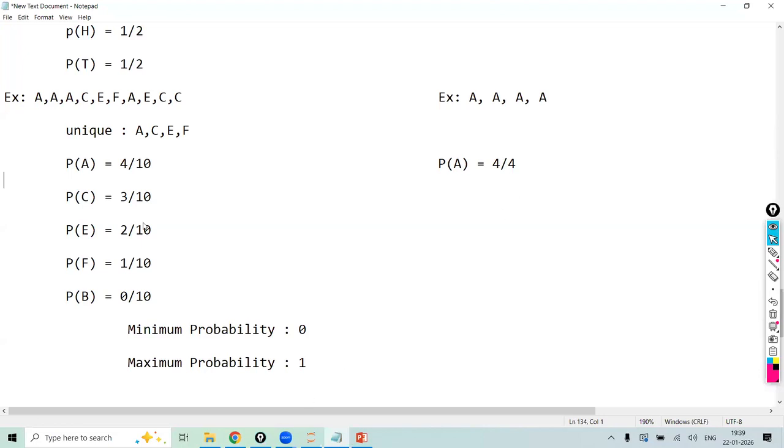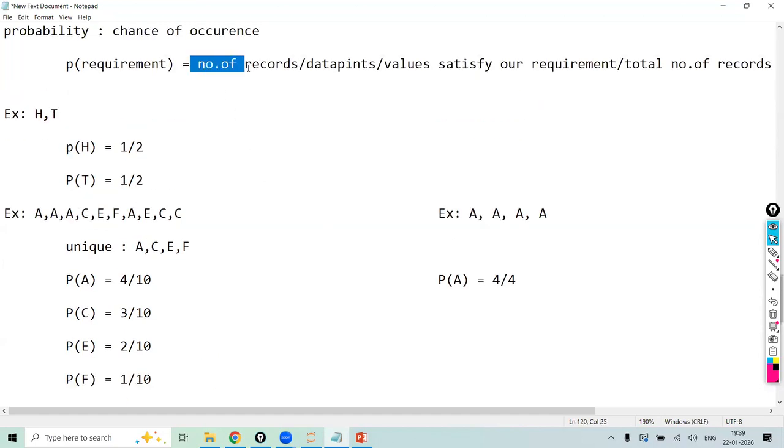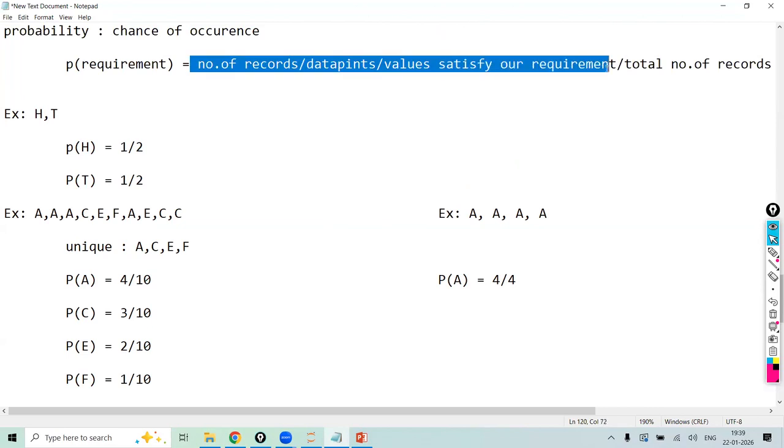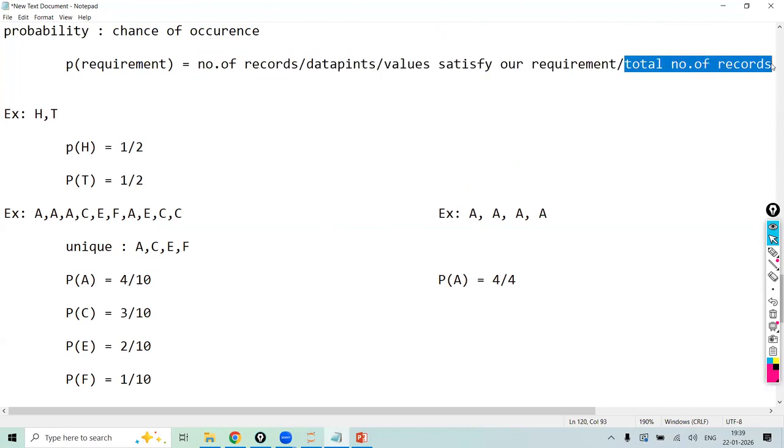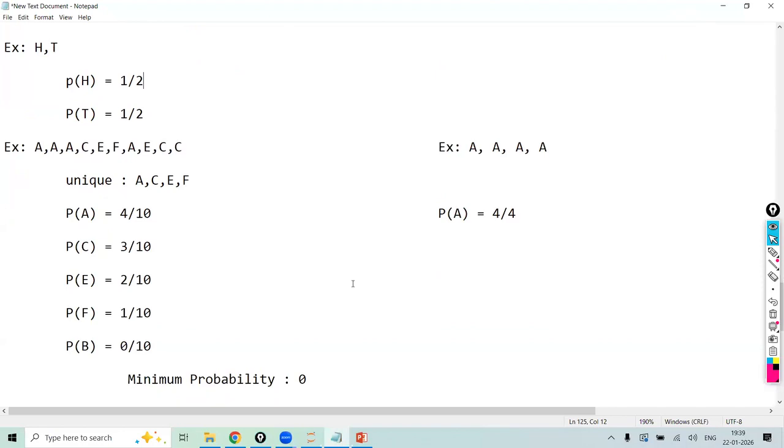Now, can you get a negative value of probability? No. Because it is nothing but the number of records. The value will be either 1, 2, 3, 4, or if the value is not available, 0 will be there. But negative value is not possible. Negative value is not possible in the numerator. Negative value is not possible in the denominator because both are counts. Count cannot be negative. If it is not available, 0. So negative is not possible.